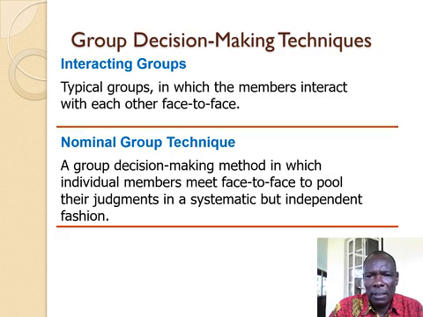Then there is what we call the nominal group technique, a group decision-making method in which individual members meet face-to-face to pool their judgment in a systematic but independent fashion. Nominal group technique. So when you go for a meeting to make a decision, everybody sits at his desk and the chairperson can decide, this is what we are going to make decisions on. Can you jot down your thinking about how we are going to do this? Can you jot down your decisions? Once everybody has jotted down, then they can ask, can we now bring your ideas together? And so they give opportunity to each one of you to bring to the group what he has put on paper. That's a nominal group technique.